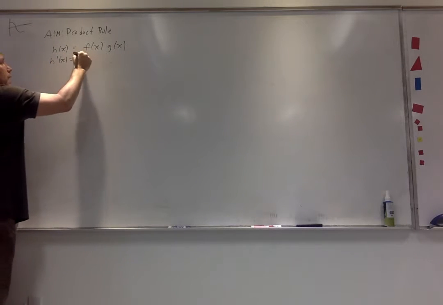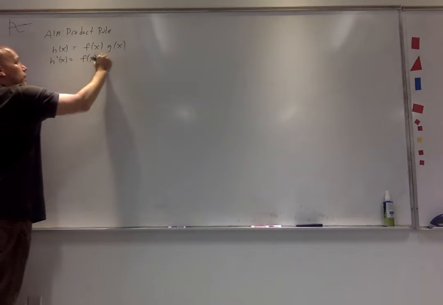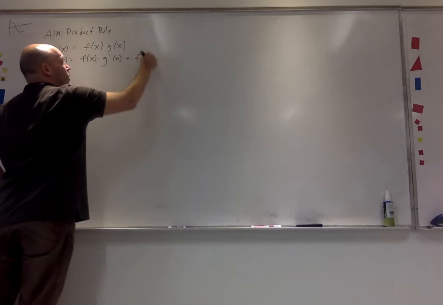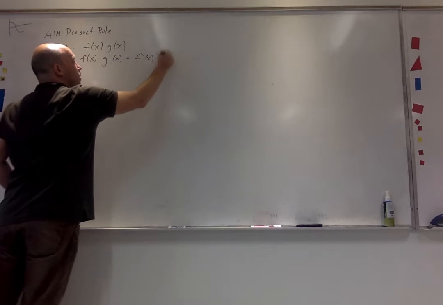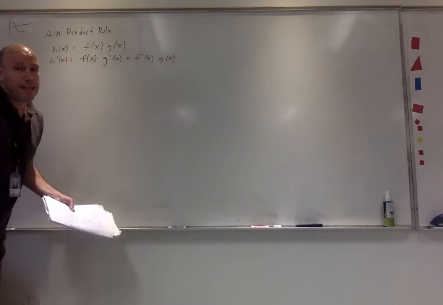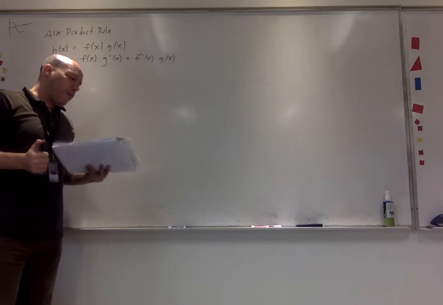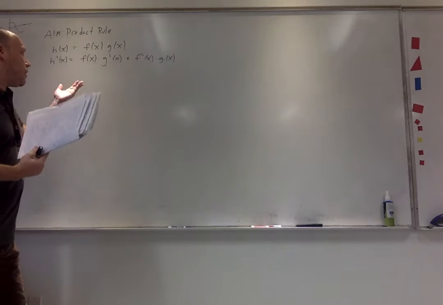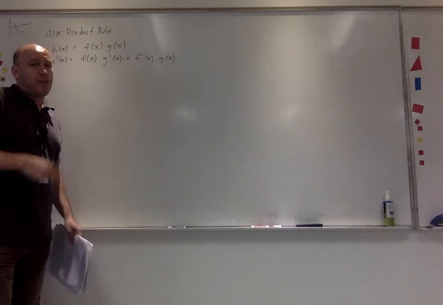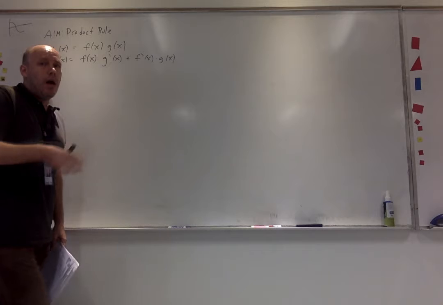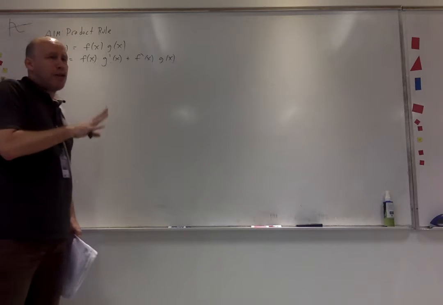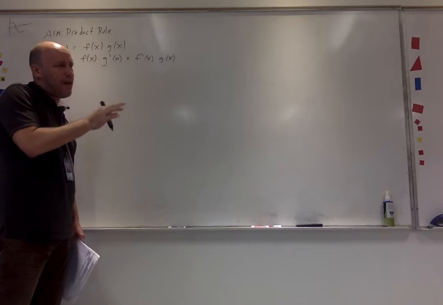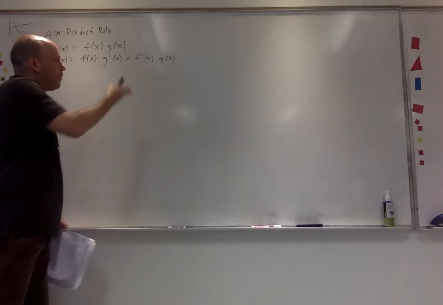The rule is keep the first times the derivative of the second plus the derivative of the first times keep the second. That's basically it. You can look up online how to derive that. It's simply, take the limit as h goes to 0 of the quotient, and then you do a little algebraic manipulation to get the f of x's and the g of x's together. It turns out that this is the answer.